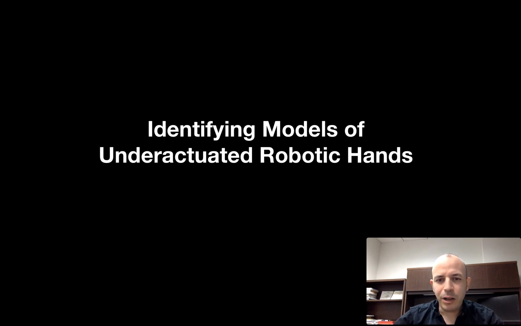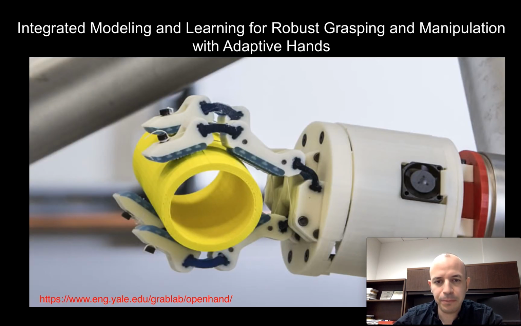I will explain now how to identify models of a special kind of robotic hands, which are underactuated adaptive robotic hands, which are typically made of soft materials. They pose a special kind of challenge where the methods that we explained before cannot work easily on this kind of hands.